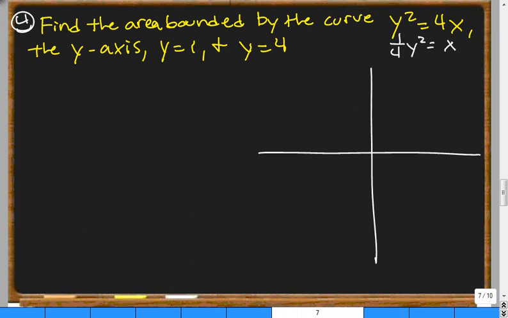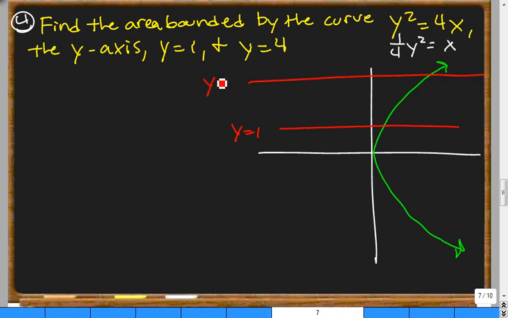So when we look at this graph, this is very much going to be just like a parabola. It's going to be very wide and facing the other direction. So we're looking at the y-axis. So we're looking at y equals 1. So this is y equals 1. And we're looking at y equals 4. And this area here.